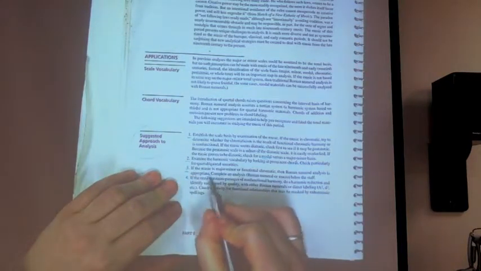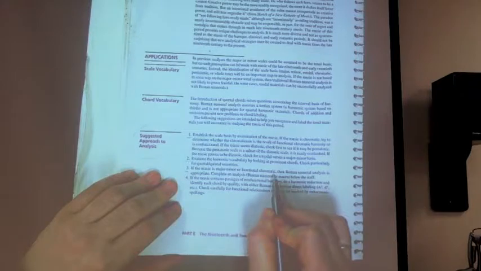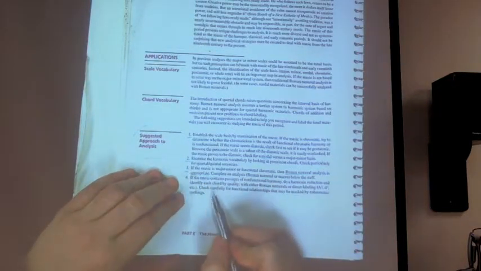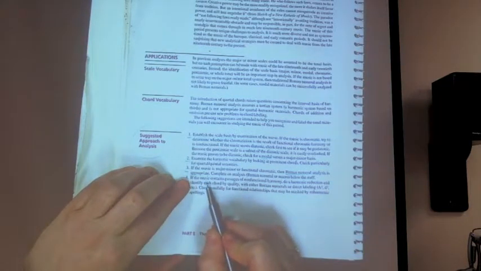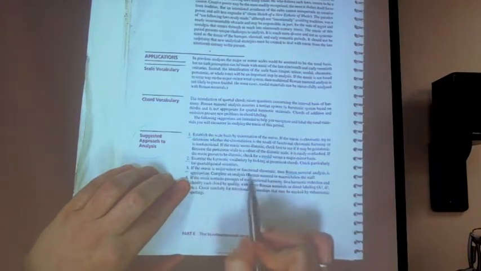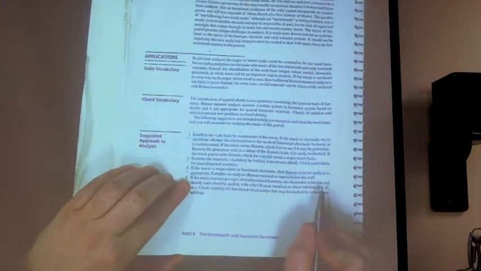Number 3, if the music is major or minor or functional chromatic, then Roman numeral analysis is appropriate. But if the music contains passages of non-functional harmony, or it's not in a traditional major-minor functional chromatic system, then do a harmonic reduction and identify each chord by quality. So you don't have to do Roman numerals. You can just worry about doing direct labeling.